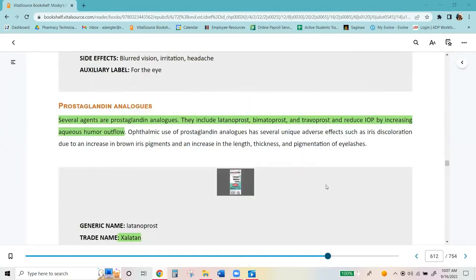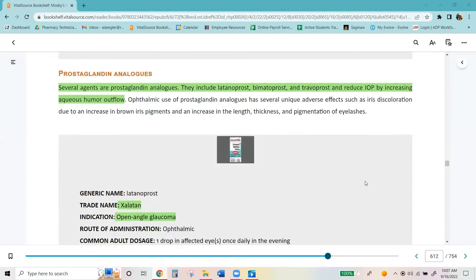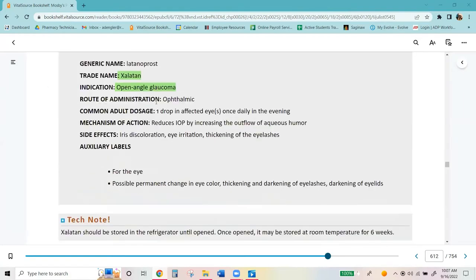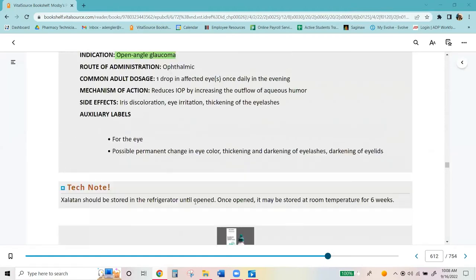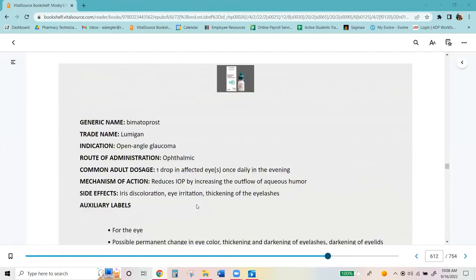Prostaglandin analogs. Several agents are prostaglandin analogs. They include latanoprost, bimatoprost, and travoprost, and they reduce IOP by increasing aqueous humor outflow. So you can see they all have the ending of prost for prostaglandin analogs. And I talked about Xalatan before. It is a very popular, common medication prescribed for open angle glaucoma.